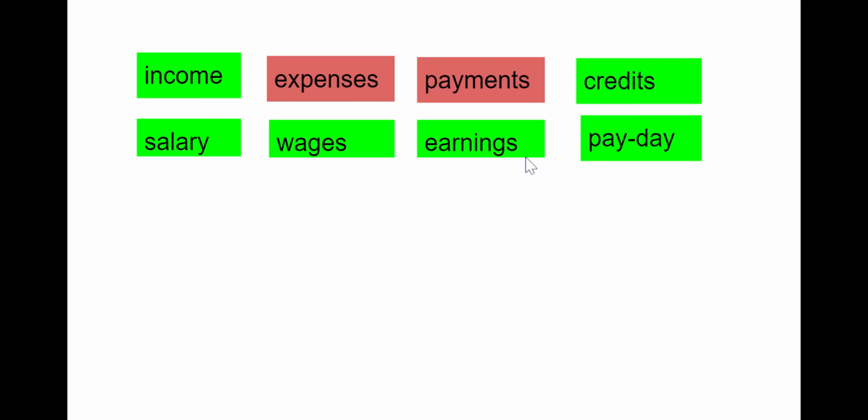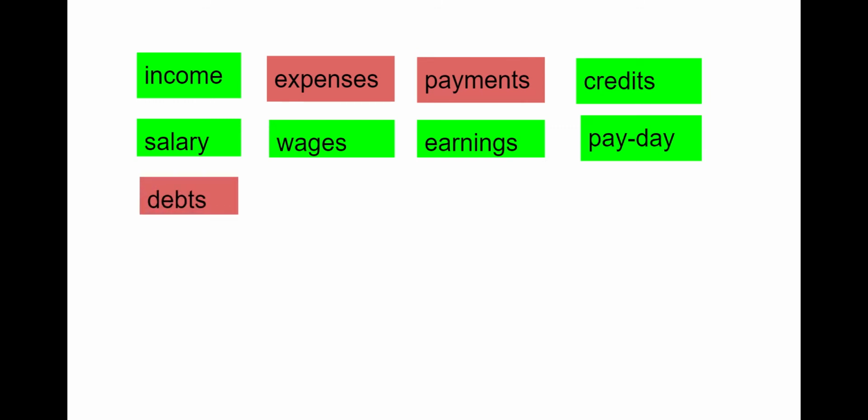Earnings, also a synonym for salary and wages because it's how much money you earned by doing a certain thing, by doing a work or a task or a chore, right? And payday, that's the day that you get paid for that work. So these are all kind of synonyms with income. All of these 5 words are very similar, just referring to slightly different ways to show that you are getting money.